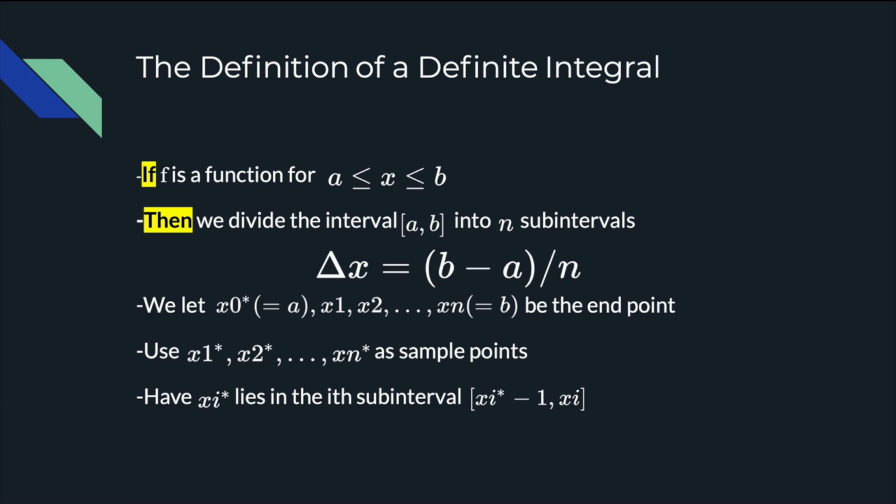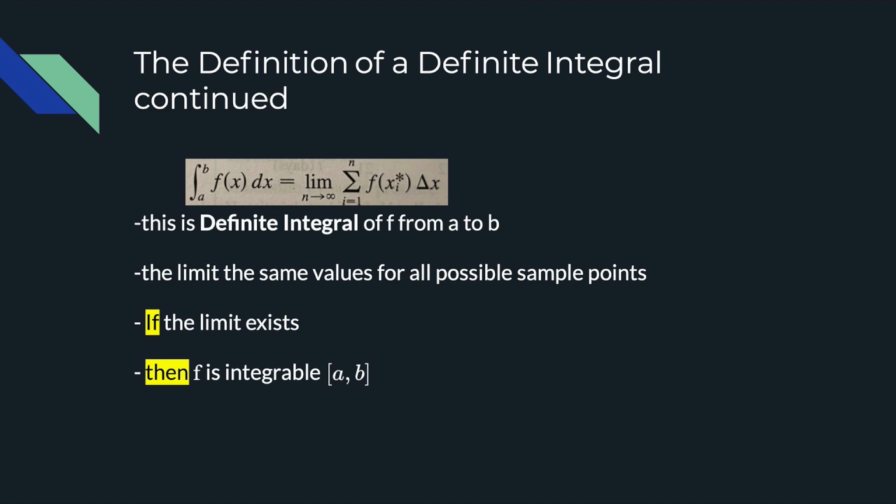This is the definite integral from a to b, provided that this limit exists and gives the same values for all possible choices of sample points. If it does exist, then we say that f is integrable on a and b.